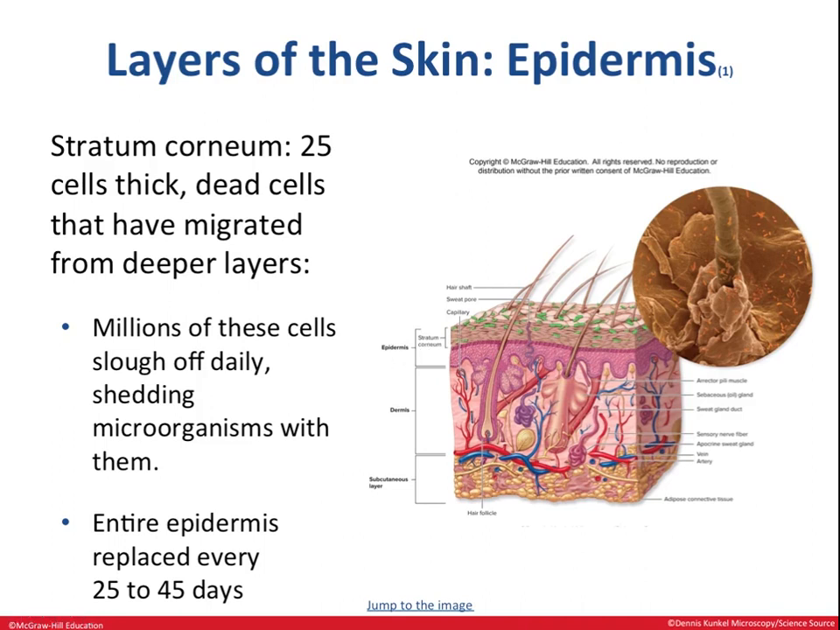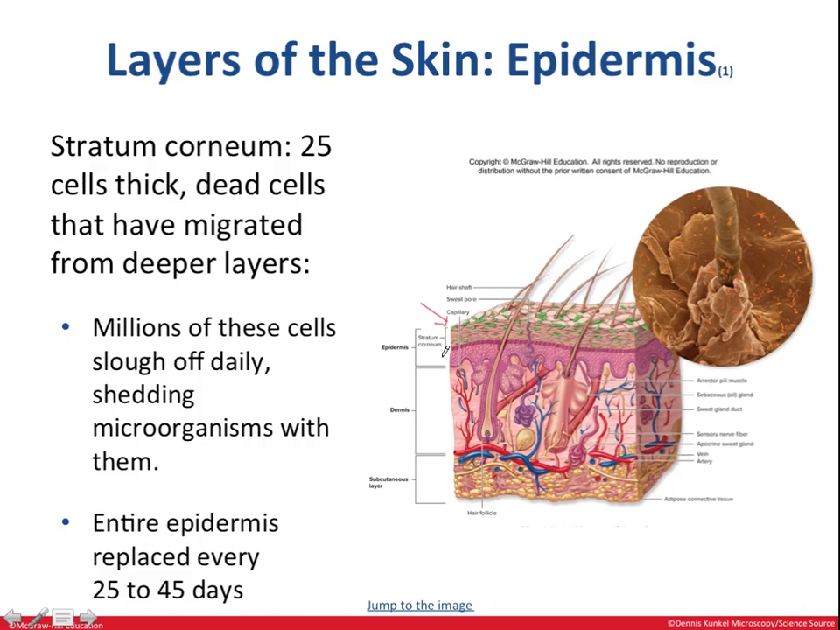epidermis. Epidermis has two layers. One is the stratum corneum. The stratum corneum is a layer about 25 cells thick. That's a layer of dead cells, dead epithelial cells of the skin.